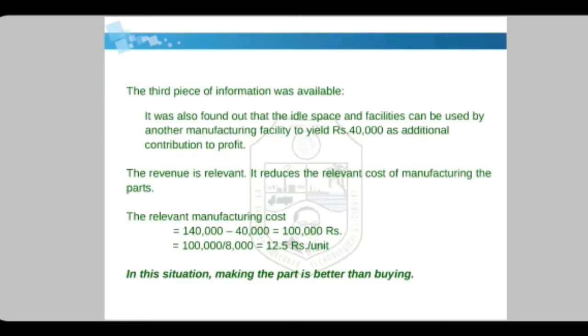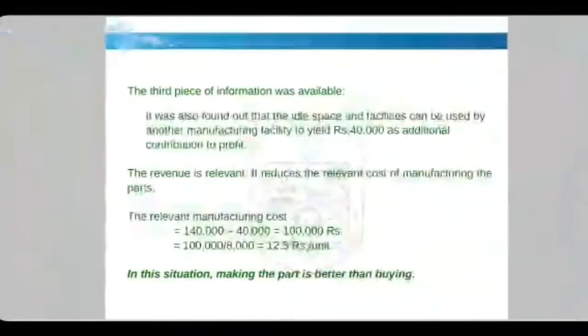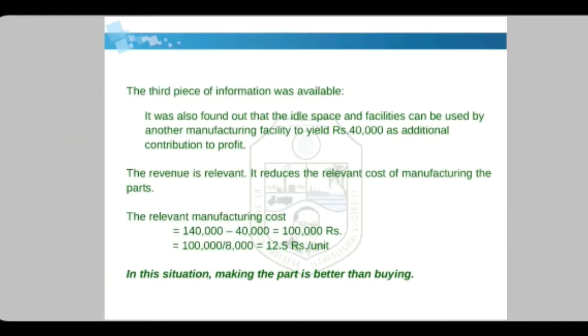Right, now this revenue is relevant. So this is relevant information on the basis of which we can make the decision whether to buy or whether to make. So it reduces the relevant cost of manufacturing, because the cost of manufacturing was 1,40,000 in this case, minus 40,000, because 40,000 is the additional contribution profit which we are getting from the idle space and facilities. So your total cost will become 1 lakh divided by 8,000 parts, and your cost of manufacturing will be 12.5 rupees per unit.